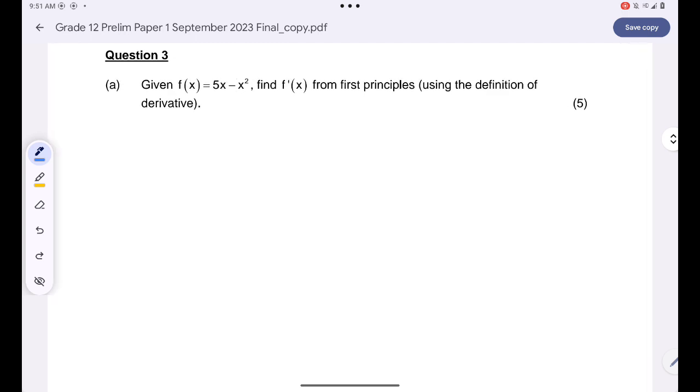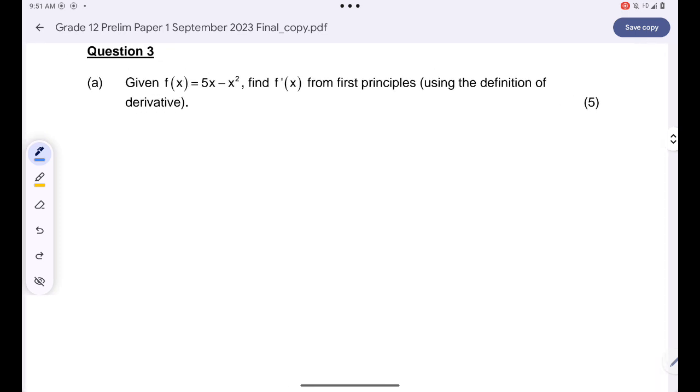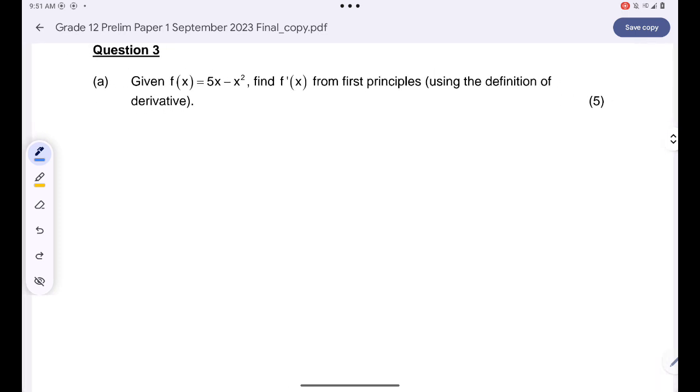Okay, we are given f of x. We are supposed to find the derivative of f from first principle. We do have an equation we use to find the derivative from first principle. It simply says the derivative of f of x is equal to the limit as h approaches 0 of f of x plus h minus f of x, all over h.